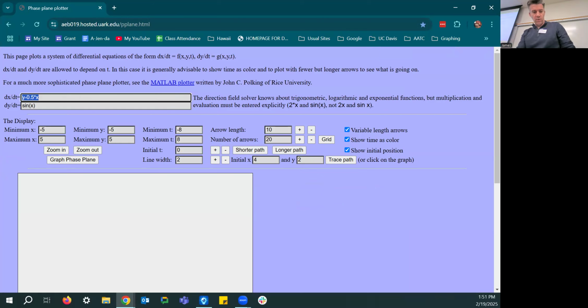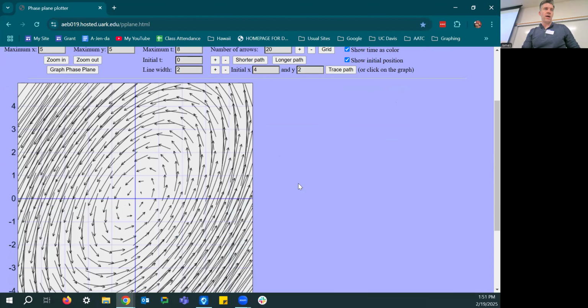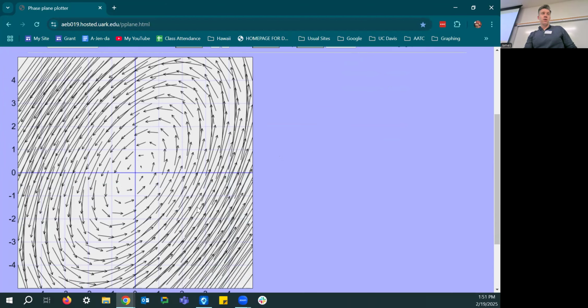This one here, we have 2 times x minus 3 times y, and then we have 5 times x minus 2 times y. If we graph the phase plane, it looks like that. And if you click on any point, you can see that it doesn't spiral out or spiral in. It is a loop that just loops back on itself. So it really is a neutral spiral, also known as a center.